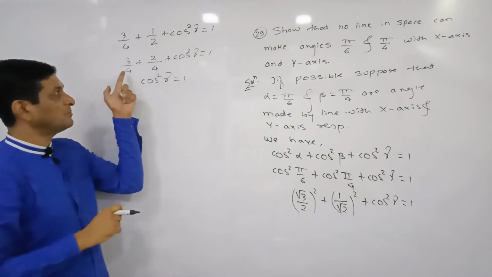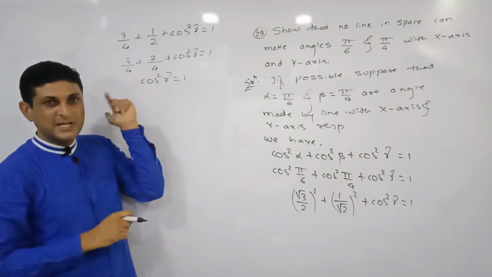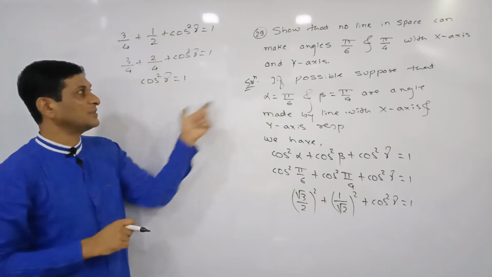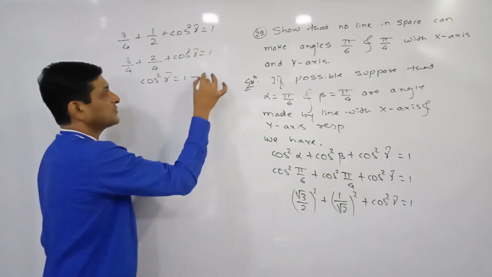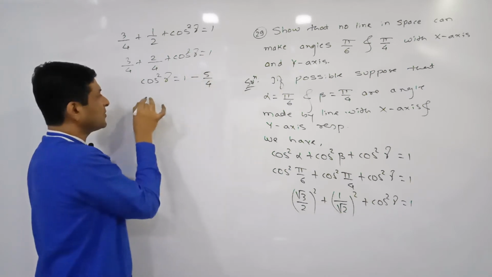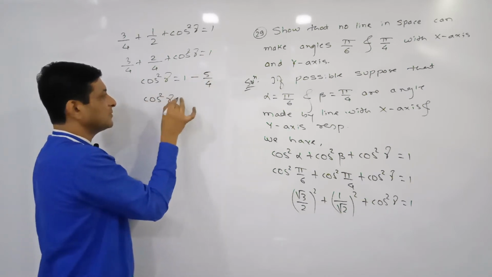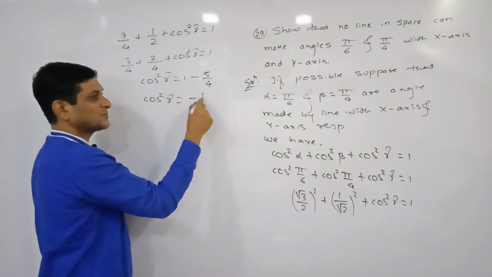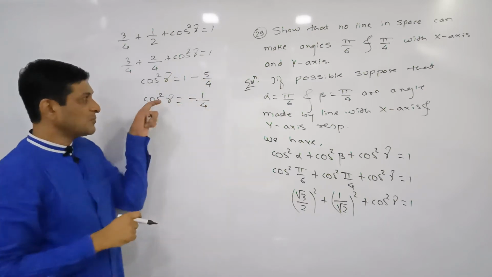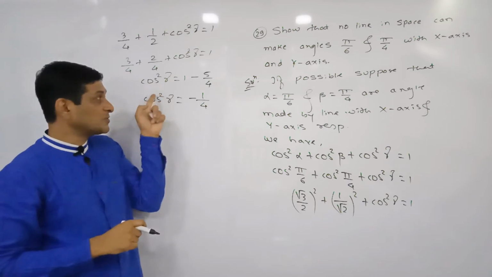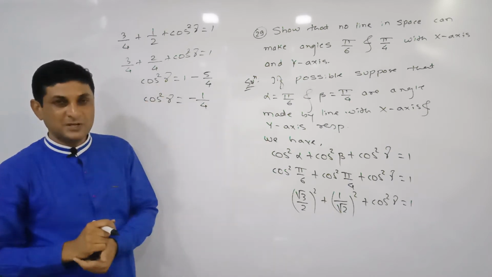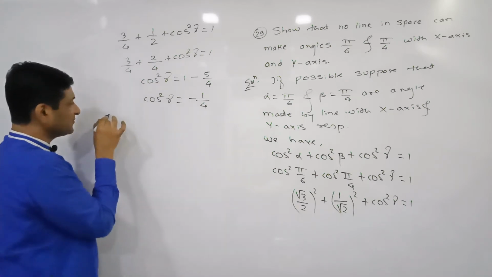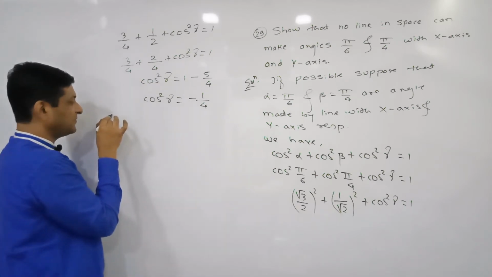What is the addition of these two terms? Denominators are the same, so take the addition of numerators. 3 plus 2 is 5. 5 by 4 on this side will become minus 5 by 4. So cos square gamma is equal to, taking the cross multiplication, 4 minus 5 is minus 1 by 4. But the value of cos square, means the value of a square, cannot be negative, means we can say that this is not possible.